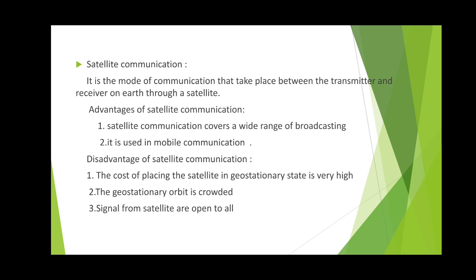Then what are the disadvantages or drawbacks of satellite communication? The cost of placing the satellite in the geostationary state is very high. What is meant by geostationary state? Above the earth at 3600 kilometers, the gravitational force is zero. We call it the geostationary state. The satellite is placed at the geostationary state. Sending a satellite from the earth to this geostationary state is very costly.